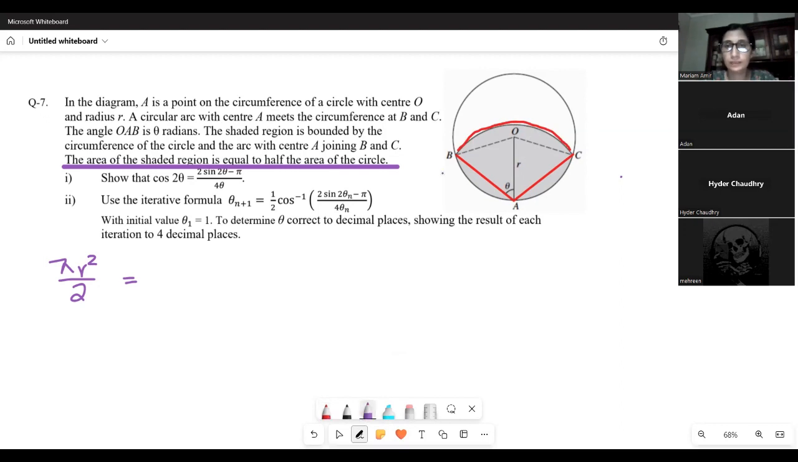plus we'll add these two segment areas to it, this one and this one. They're identical, so we'll find one of them and double it. So let's start with the red part, the area of the sector. So this angle would be 2 theta.